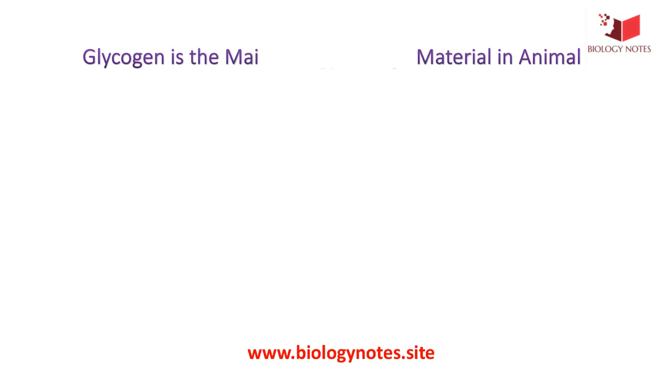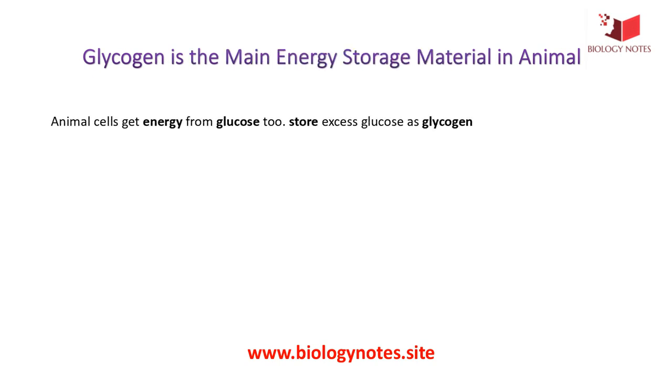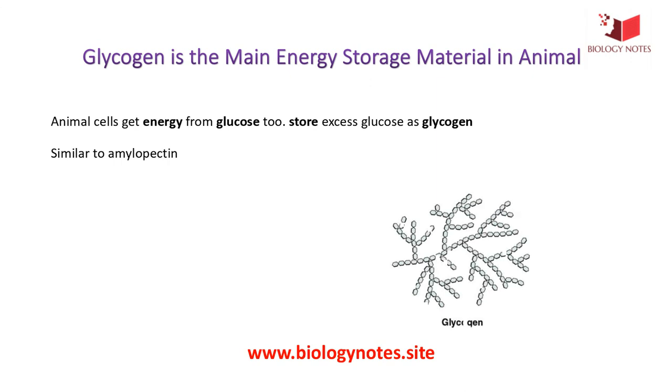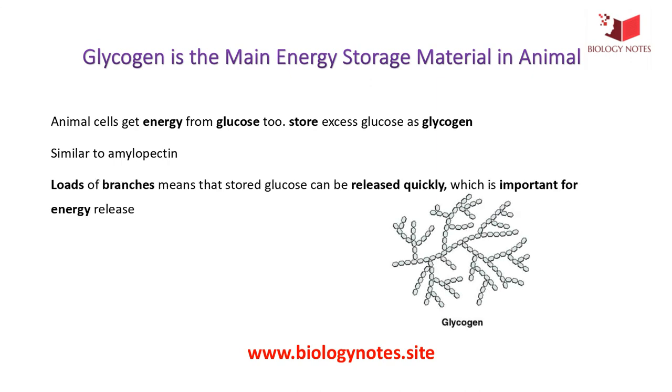Glycogen is the main energy storage material in animals. Animal cells get energy from glucose too. But animals store excess glucose as glycogen, another polysaccharide of alpha-glucose. Its structure is very similar to amylopectin, except that it has loads more side branches coming off it. Loads of branches means that stored glucose can be released quickly, which is important for energy release in animals. It's also a very compact molecule, so it's good for storage.